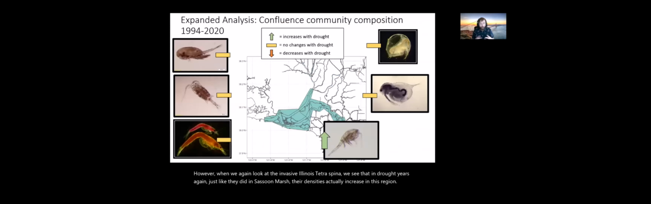However, when we again look at the invasive Limnoithona tetraspina, we see that in drought years, just like they did in Suisun Marsh, their densities actually increase in this region. So overall in the confluence, we don't actually see a lot of change during drought years in terms of their densities, other than an increase in the invasive L. tetraspina.